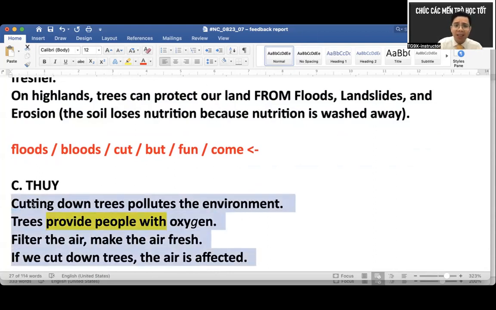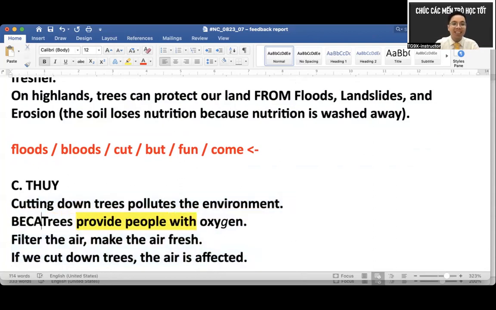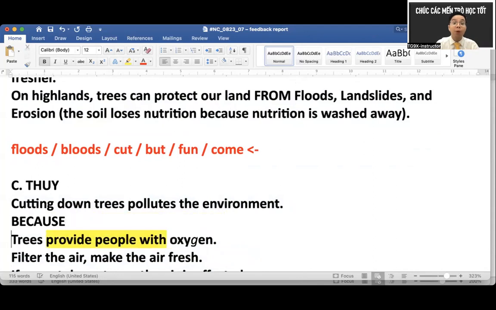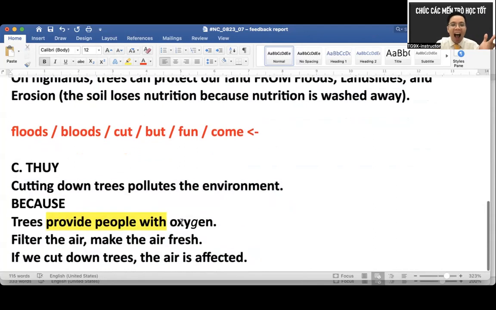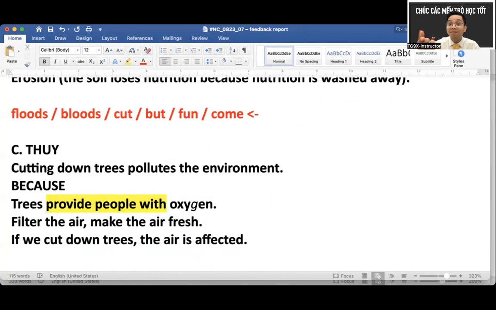Can you repeat this, chị Thúy? Chị Thúy, are you there? Cutting down trees pollutes the environment, because trees provide people with oxygen, filter the air, make the air fresh. If we cut down trees, the air is affected. Very good. Anything else?